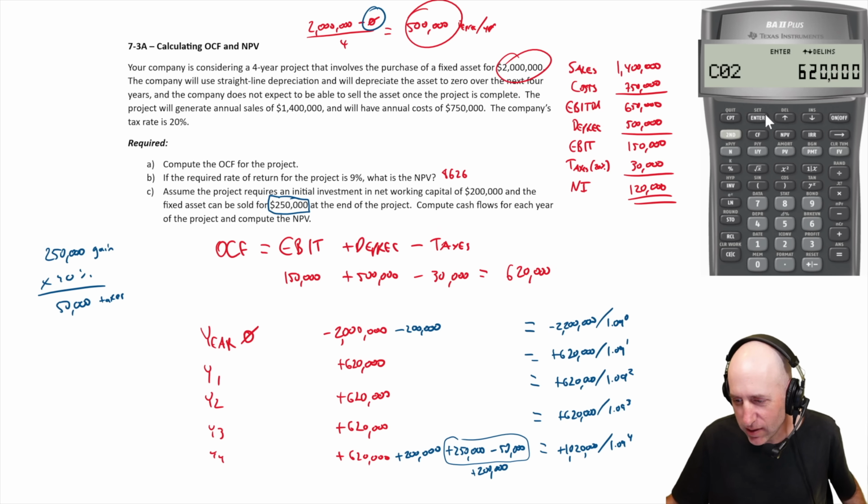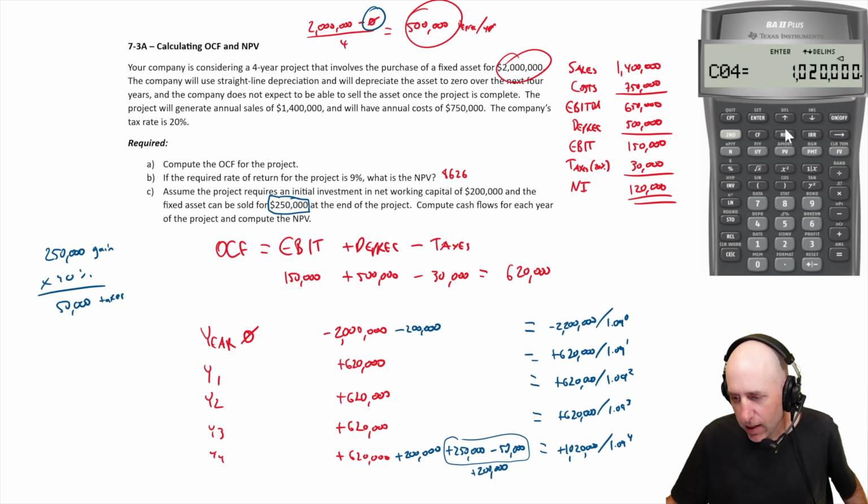Cash flow at time 2 is 620. Cash flow at time 3 is 620. And cash flow at time 4 is 1020. Enter. I just want to go up through them, make sure I didn't misclick anything. Cash flow at 1. Yeah, so cash flow at 0. Okay, there we go.